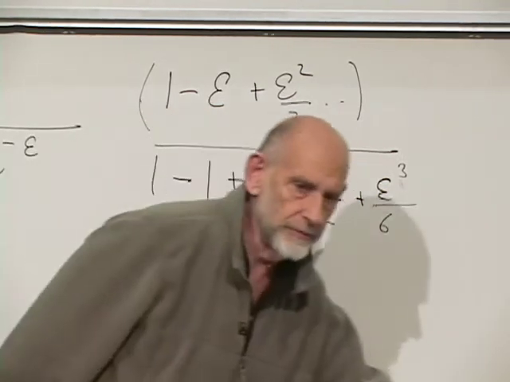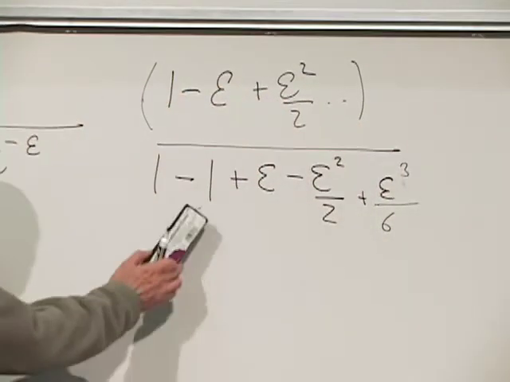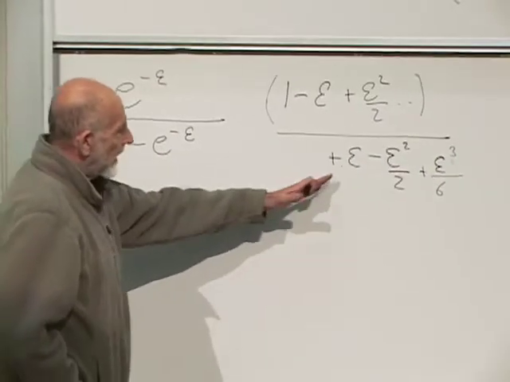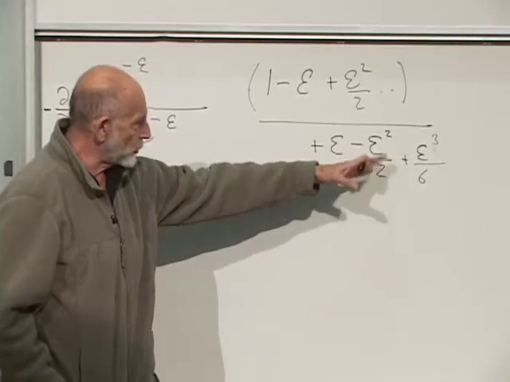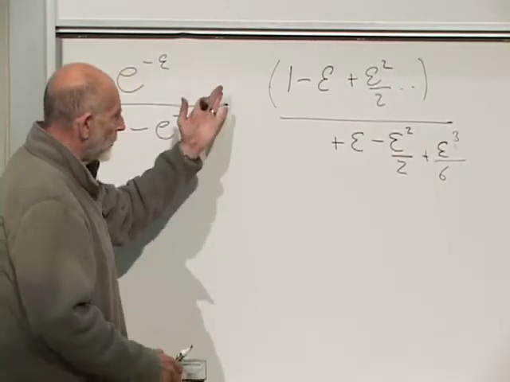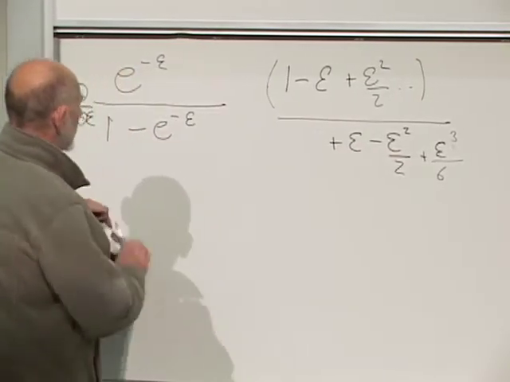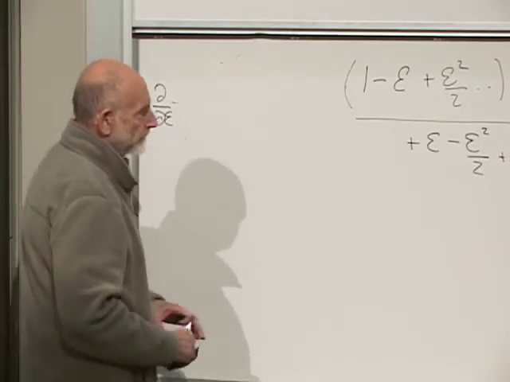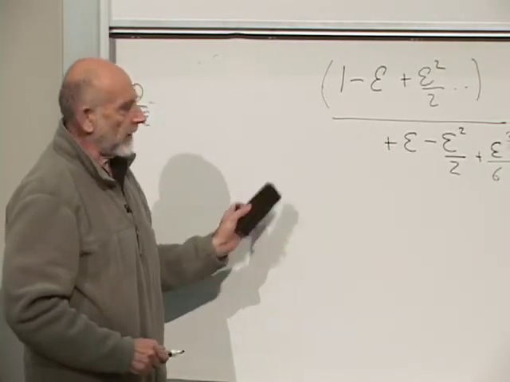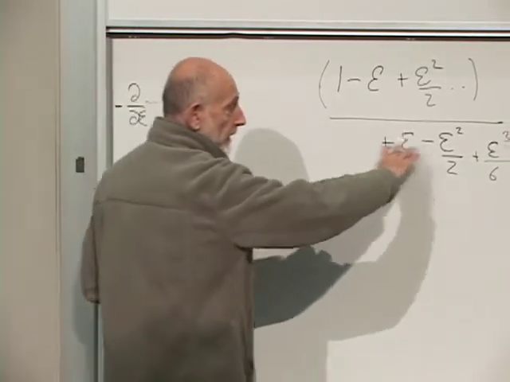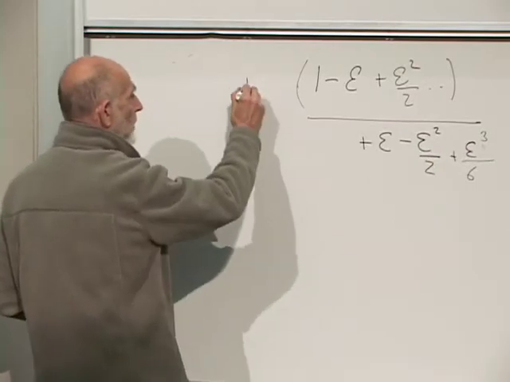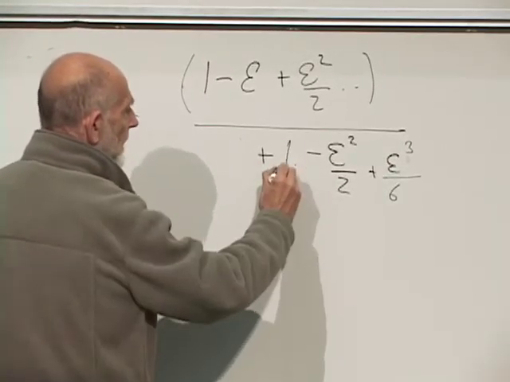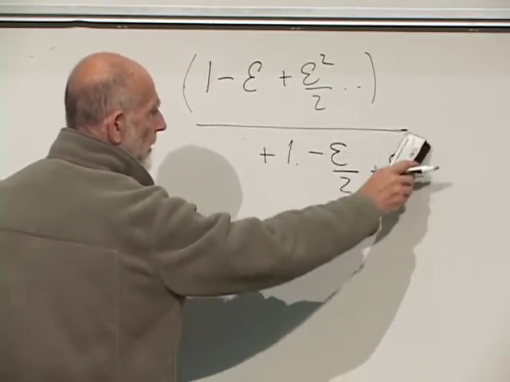Now, we have trouble. The trouble is the 1's cancel. The denominator is proportional to epsilon. Let's factor out one power of epsilon. We want to take the derivative. This is the object whose derivative we want to take. Since everything in the denominator has epsilon, let's factor it out. 1 over epsilon, and then this becomes 1 minus epsilon plus epsilon squared.